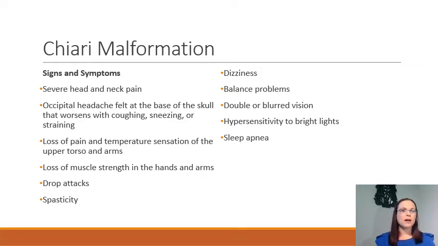So again, there's a lot of potential overlap between these three conditions that we're now mentioning, and they can actually have potentially all three of these first ones that we've mentioned happening. So again, layered patients, but Chiari malformation tends to come with a little bit more of a seizure-like look to their neurological symptoms.